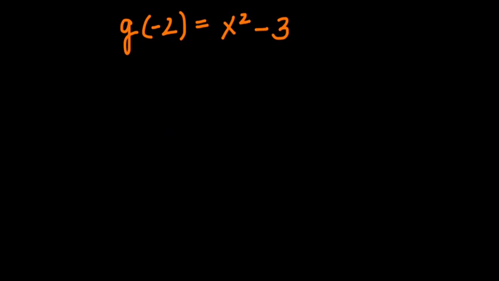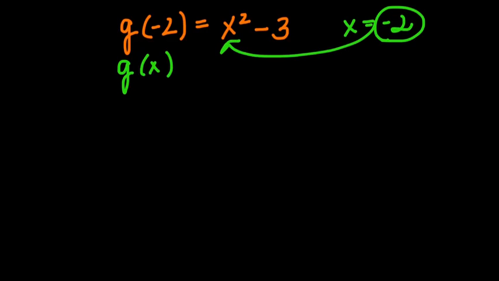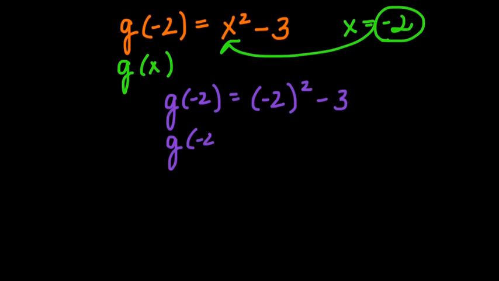So for this one now, we're asked to find g of negative 2. So remember again, this is generally g of x, and what I've done is they've changed the x to a negative 2. So that means I'm taking this negative 2 and replacing it where I see that x in that problem there. So I'm going to rewrite this as g of negative 2 is equal to negative 2 squared minus 3. So again, I'm solving for g of negative 2, and that equals negative 2 squared.